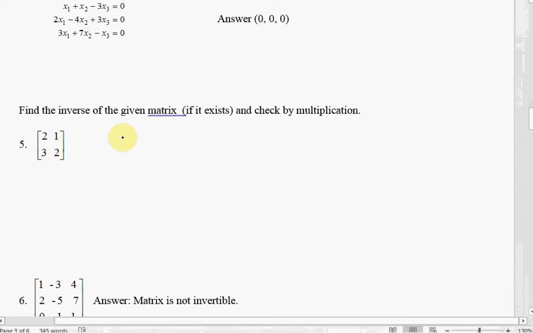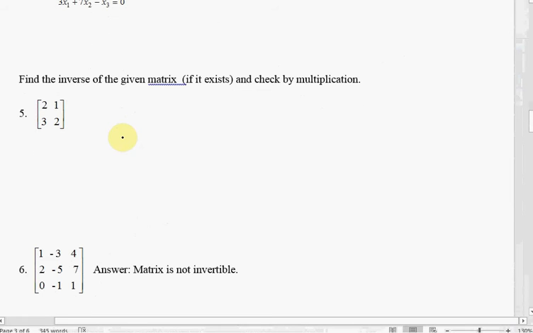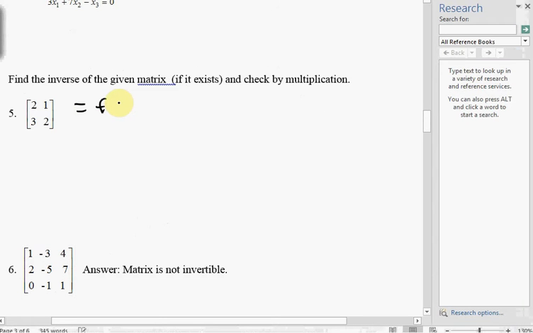Find the inverse of the given matrix and check with matrix multiplication. You recall if it's a 2 by 2, you use that formula, right? So, what in the world? Is that corrected?